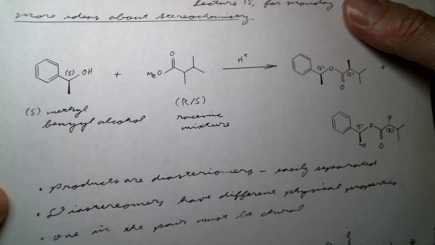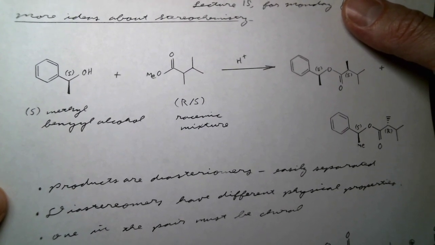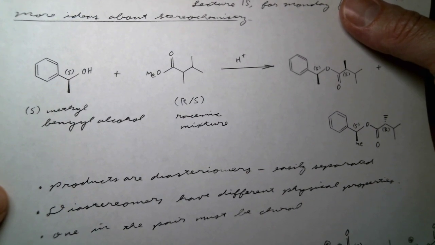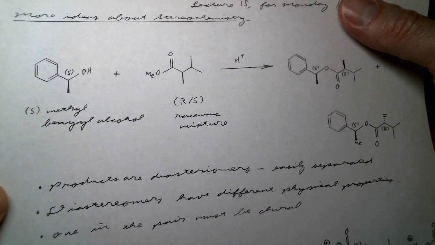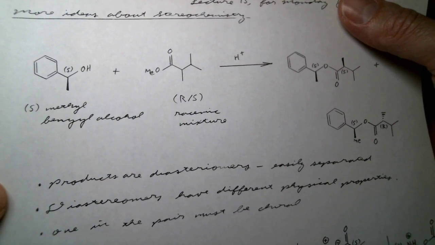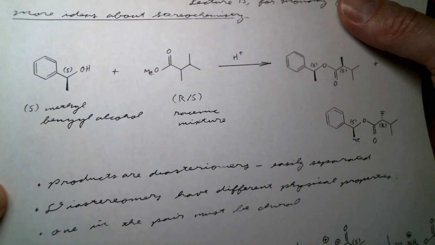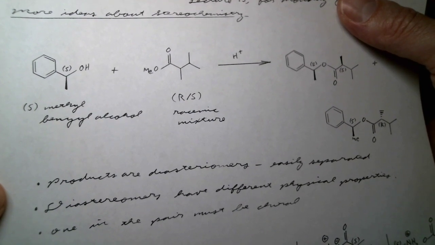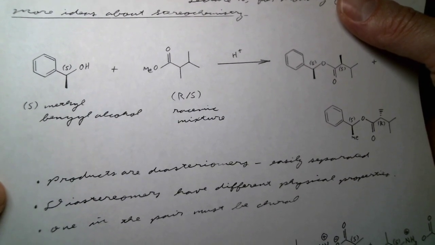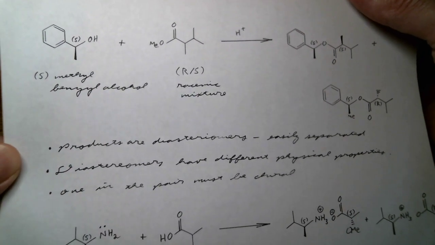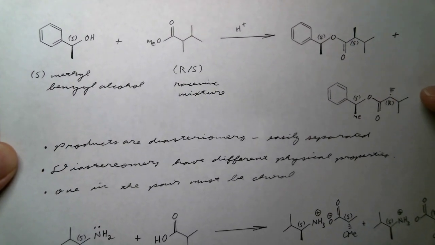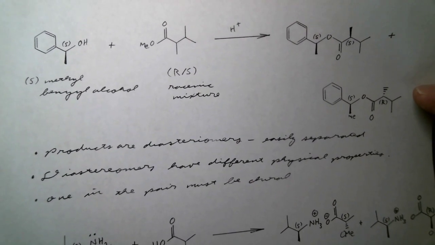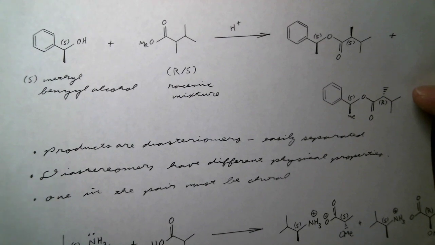In this talk, we're going to be discussing how chemists handle mixtures of enantiomers, more specifically, how to work with them to perhaps separate them if they want one particular enantiomer over another. So, more ideas about stereochemistry and how we work with these compounds and what we might do to make our lives easier in separating them.